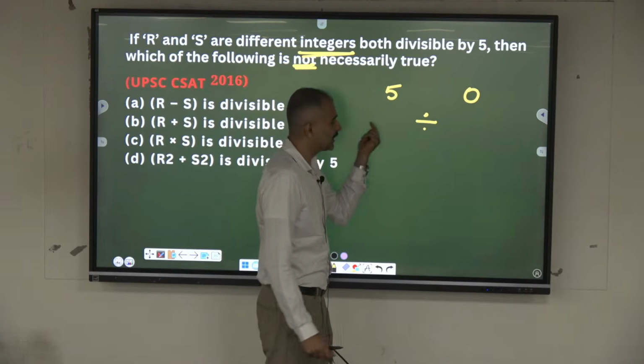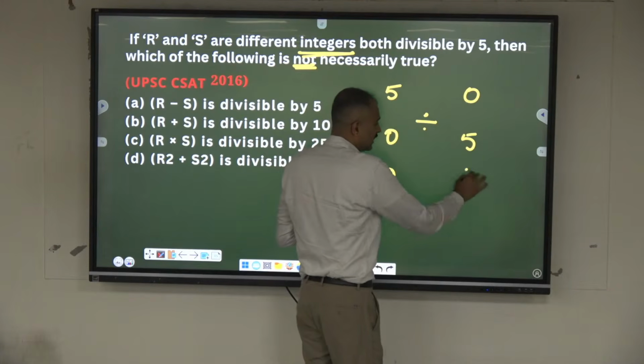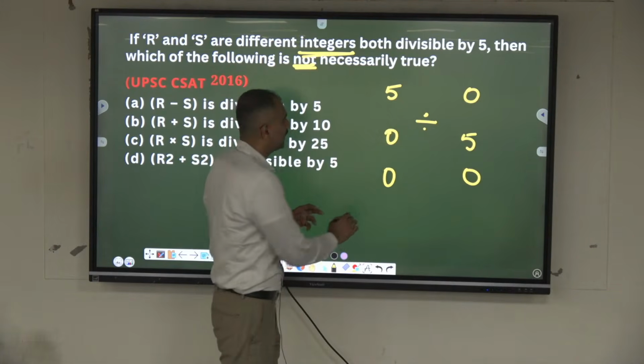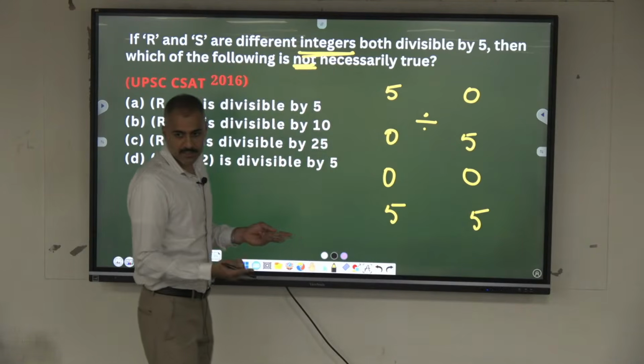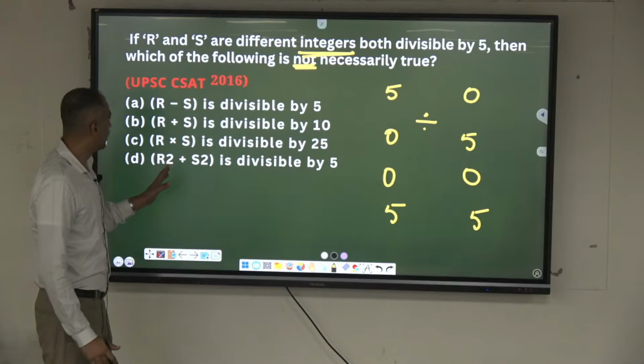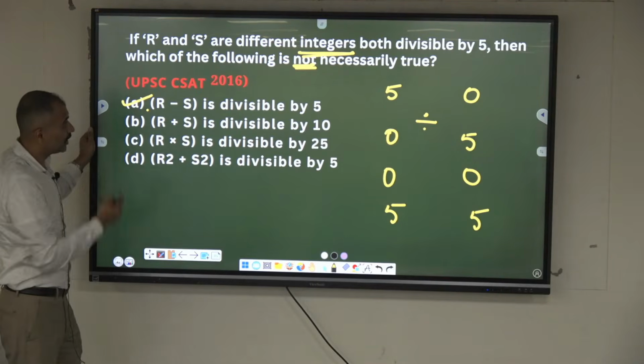It ends with either 5 or 0. 5, 5; 0, 5; 0, 0. All these possible cases. You can take 5, 5 also. If you add, or if you take the difference, they are always divisible by what? 5. Now this is true, but he says not necessarily true.